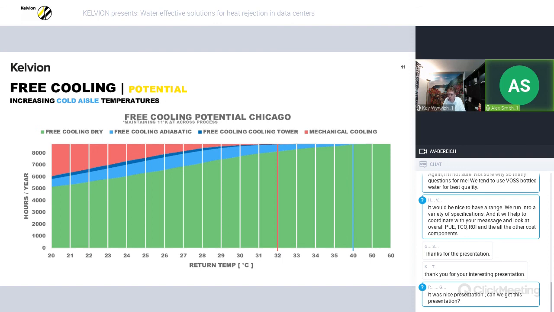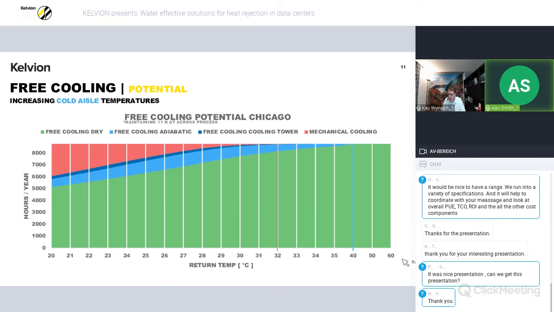I think that was a good answer. What other question have we got there, Connor? Looking at water quality. Let's talk about that one.